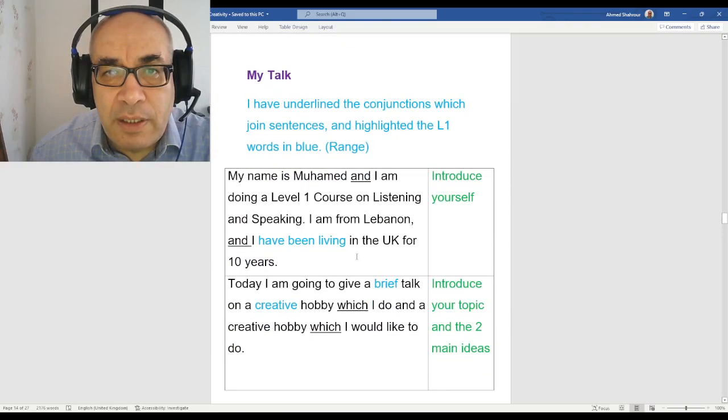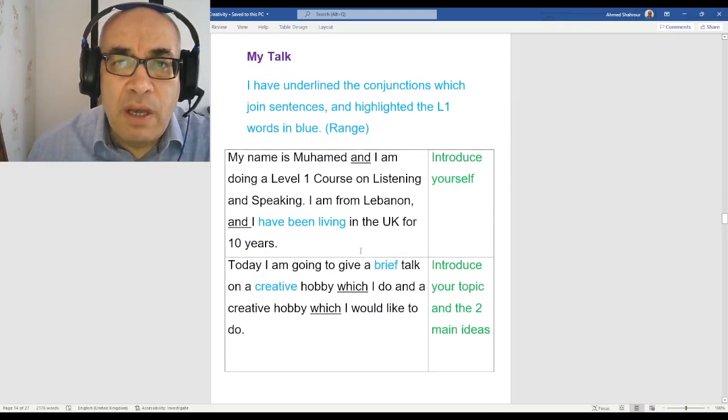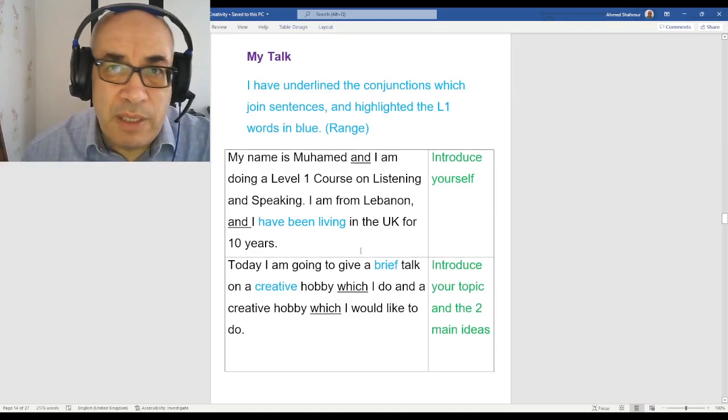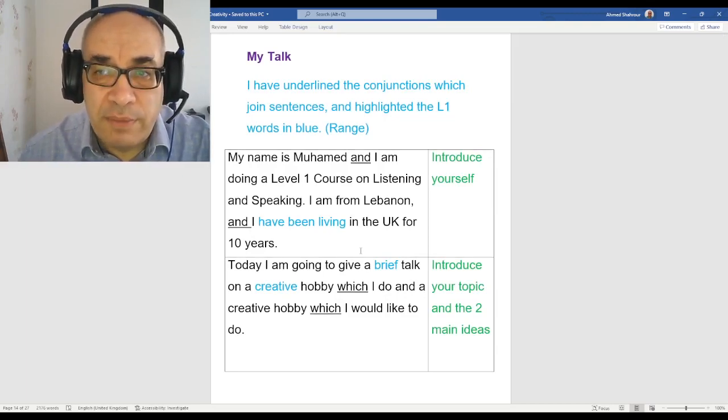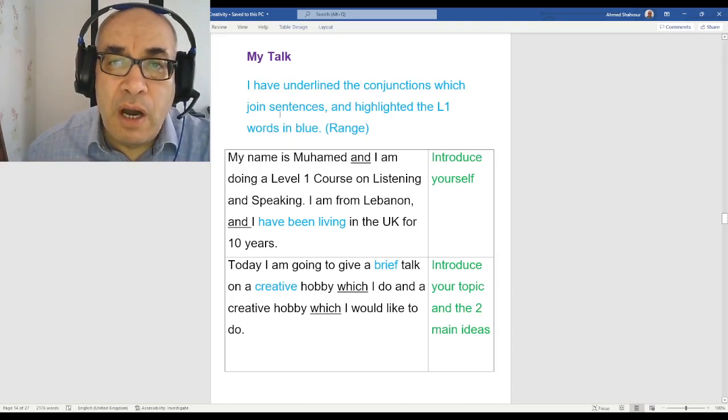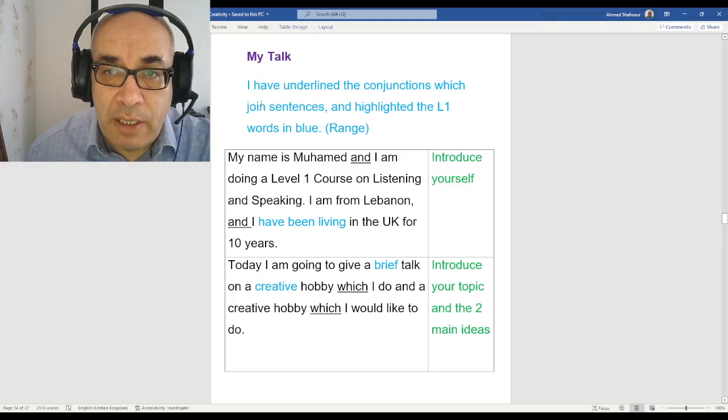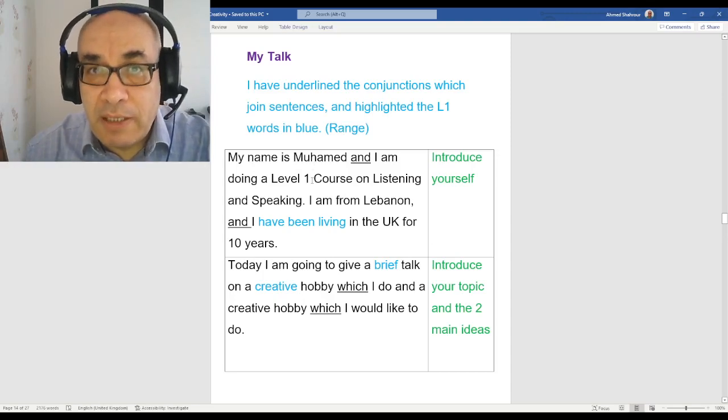So this is the answer. I gave you a sample answer, and this is basically a level 1 answer. I have underlined the conjunctions which join sentences only, and I highlighted the level 1 words in blue. So this is how you should speak as a level 1 student.